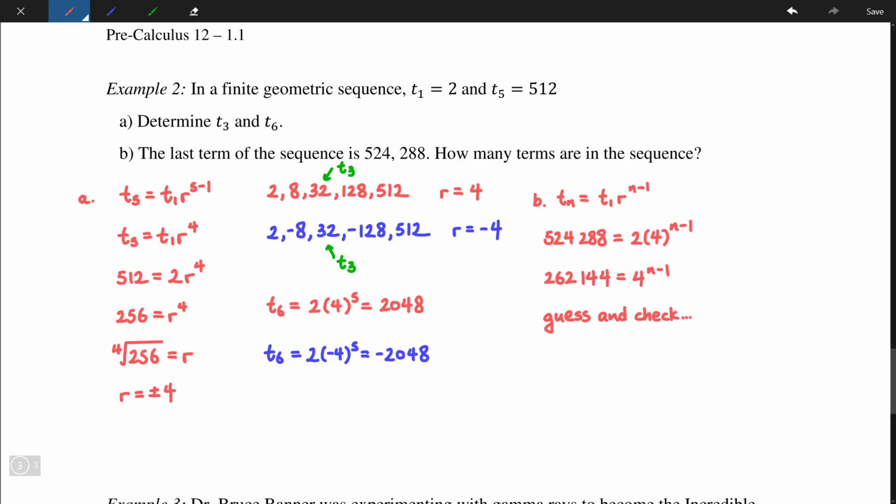Okay, and so what we'll find is that 262,144 is equal to 4 to the 9th power. Again, guessing and checking. So 4 to the 9th power is got to be equal to 4 to the n minus 1. That means 9 is equal to n minus 1, which means n is equal to 10. So that will be the 10th term then.